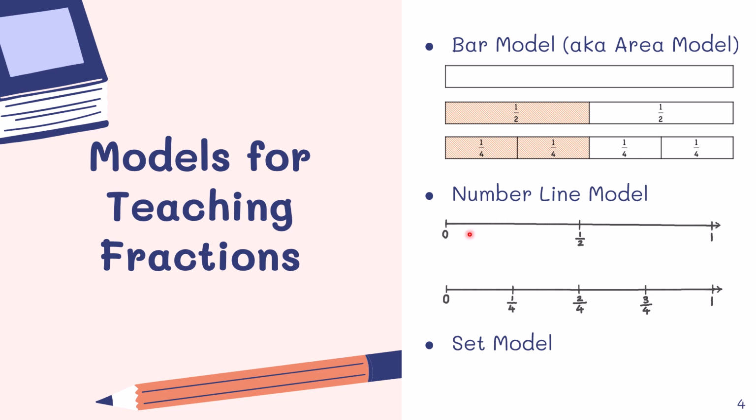The number line model is very similar, just instead of using little rectangles, we're just using a number line. And then a set model is where you're actually using objects. For example, you might have 3 circles and maybe 2 of them are colored in. So we would say 2 over 3, or 2 out of 3, or 2/3 of the circles are colored in. So you can also use objects using the set model.